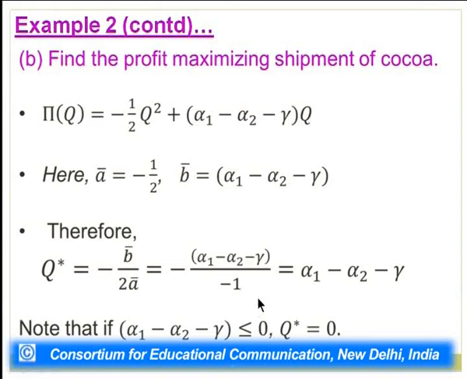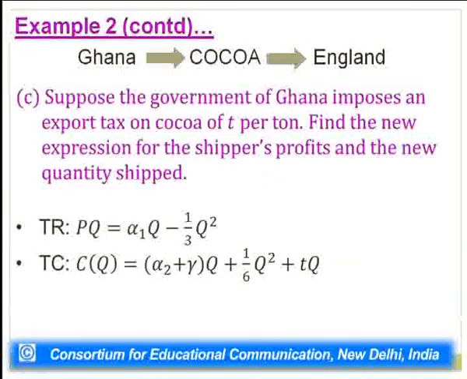So twice times minus half will give me minus 1, which will cancel out the negative sign in front of this fraction, and that then gives me the quantity shipped at the optimum, the profit maximizing shipment of cocoa, which is then alpha 1 minus alpha 2 minus gamma. And here again note that if alpha 1 minus alpha 2 minus gamma is such that it is less than or equal to 0, then the quantity chosen at the optimum will also be 0.